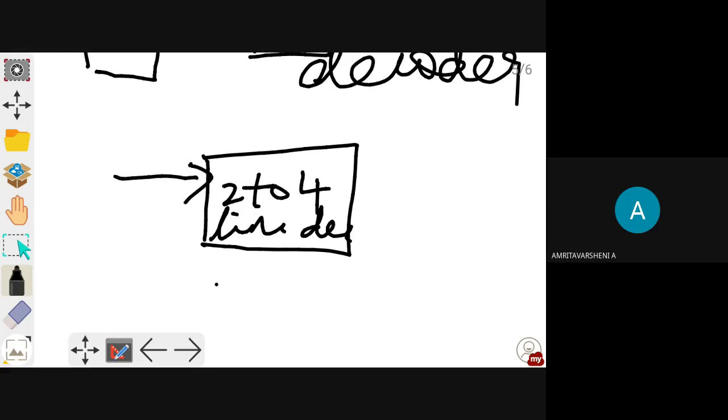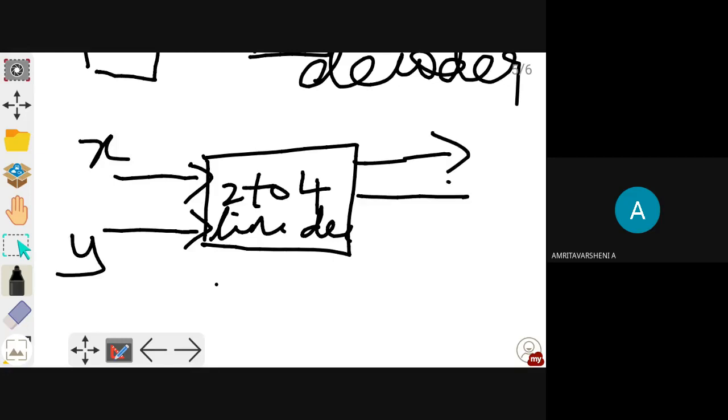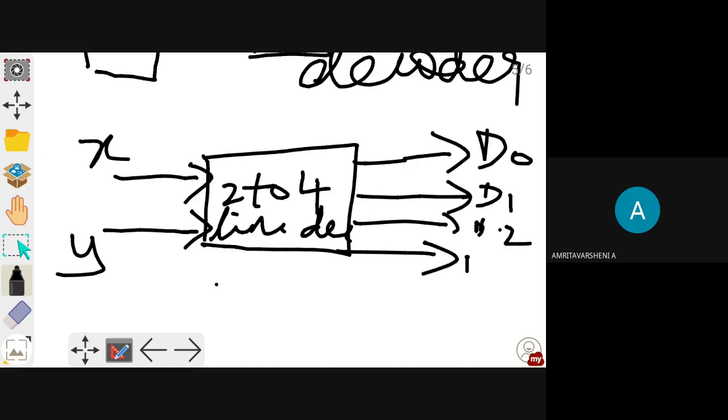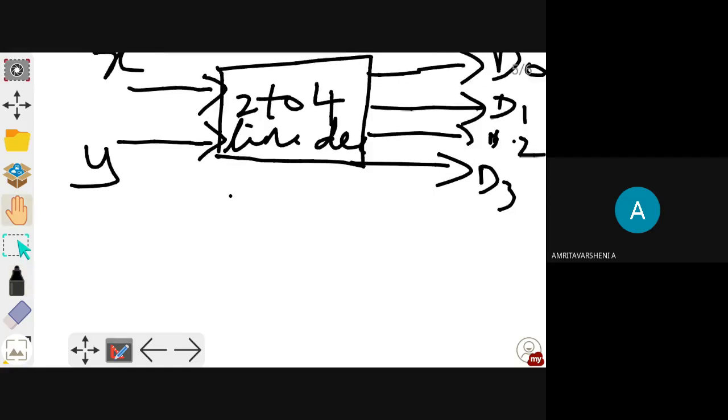So you will have 2 inputs, x and y, and you will have 4 outputs, that is, name the outputs D0, D1, D2 and D3. So they are asking you to design a 2 to 4 line decoder. First draw a block diagram. You should have 2 inputs, name the inputs x and y, and you have 4 outputs, name the outputs D0, D1, D2 and D3. This is the block diagram.